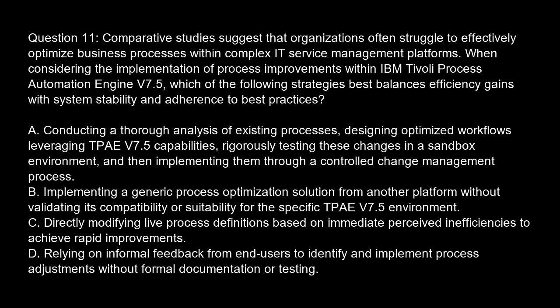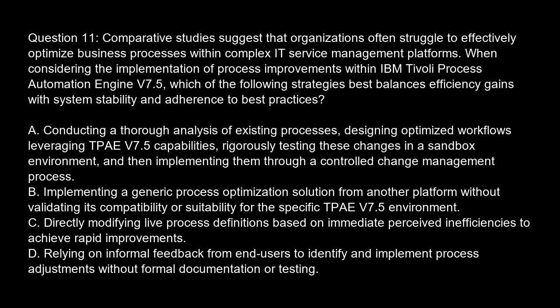Question 11. Comparative studies suggest that organizations often struggle to effectively optimize business processes within complex IT service management platforms. When considering the implementation of process improvements within IBM Tivoli Process Automation Engine V7.5, which of the following strategies best balances efficiency gains with system stability and adherence to best practices?